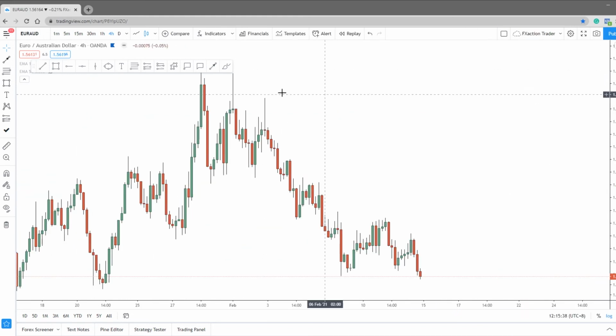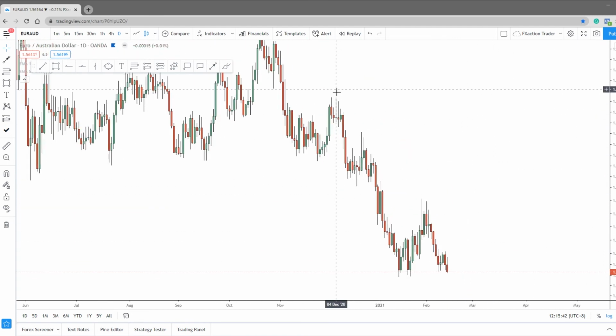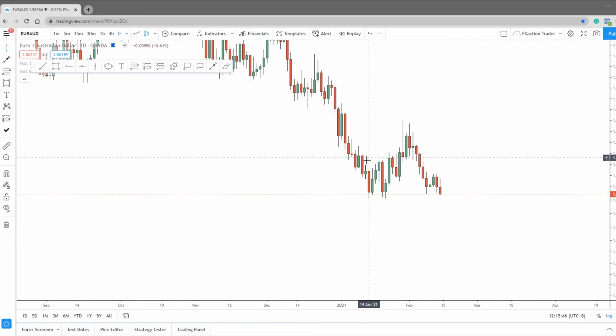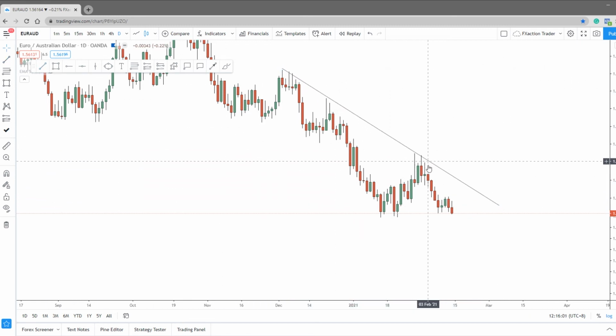For the Euro Aussie on the daily chart, we can see that the market has been in a downtrend for a very long period of time. The market tries to form a double bottom here and tries to break up, but this momentum is still very weak compared to the seller momentum, and the market still decides to continue in a downtrend.